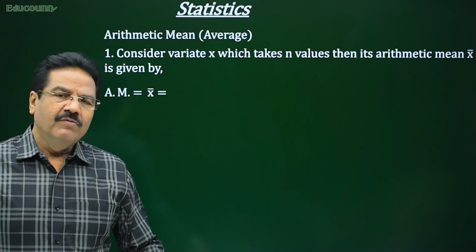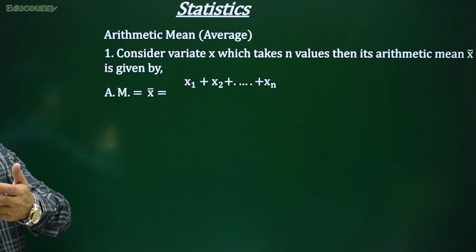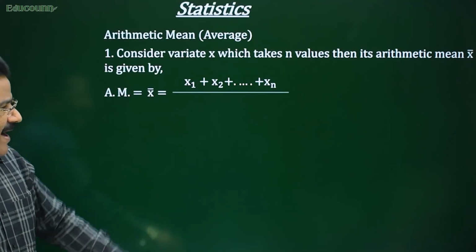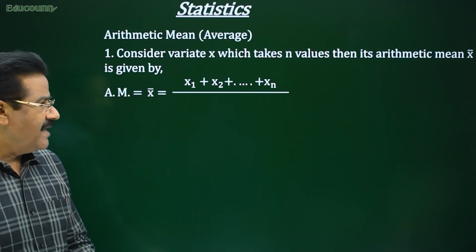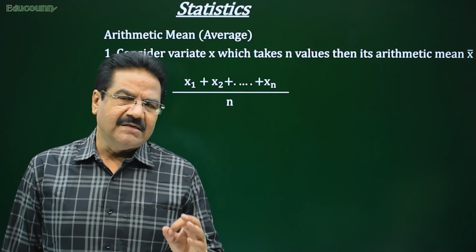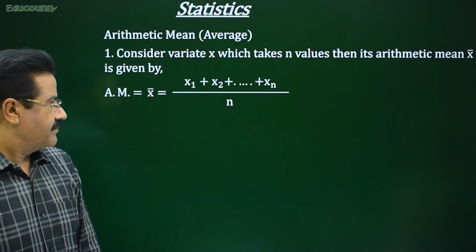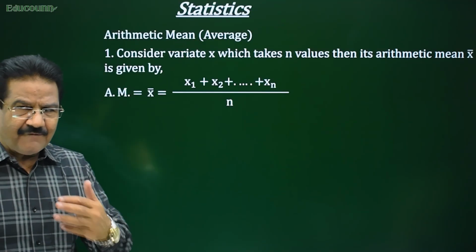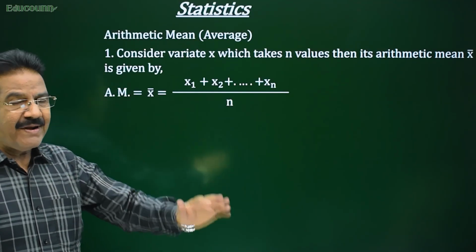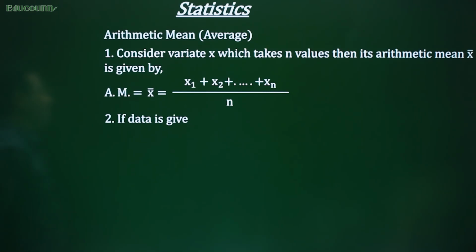What we have to do? We just have to add all the readings, x1 plus x2 plus dash up to xn, divide by total number of readings, that is n. Important point to be noted, small n is a standard letter to denote total number of readings. We can have different definitions of arithmetic mean based on given data. Let us take number 2.